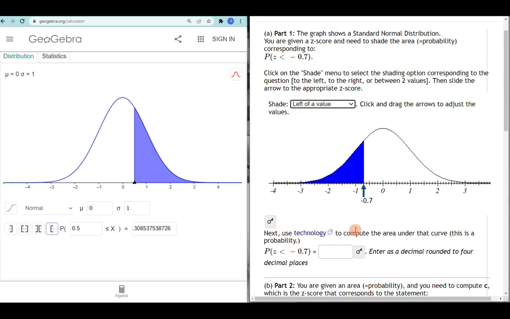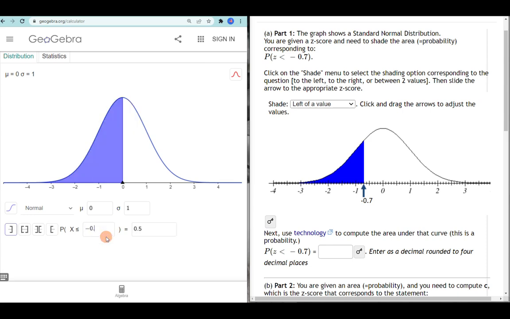To use technology to compute this area, to find what this exact shaded area is, over here I want to confirm that, yep, I've got a normal distribution. It is standard because the mean is 0 and the standard deviation is 1. That's what standard means. I want to select area to the left, so I will select the first option, the one that has square brackets opening to the left, and then I'm going to type in my z-score, negative 0.7.